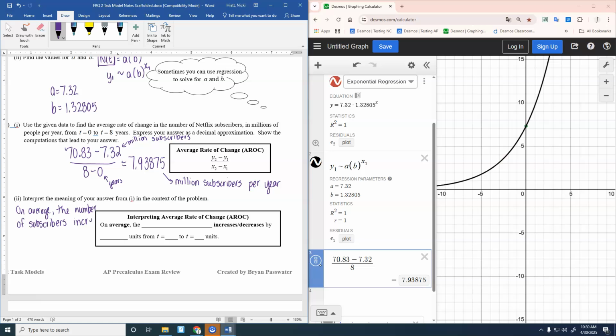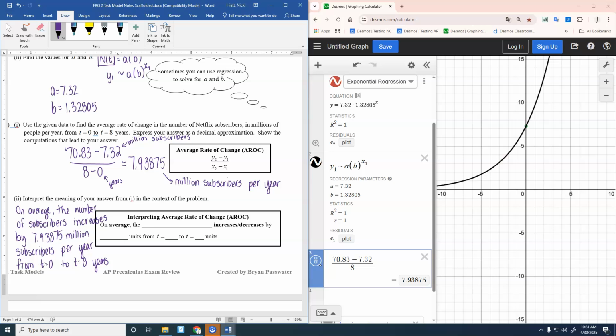increases in this case. But if it was decreasing, we would put that. Increases by our answer from up here, 7.93875 million subscribers per year. From t equals 0 to t equals 8 years.